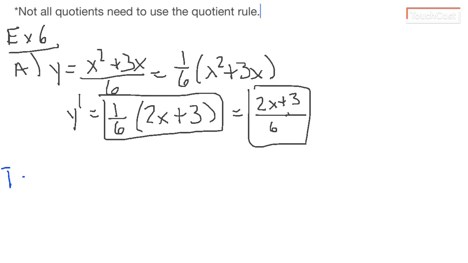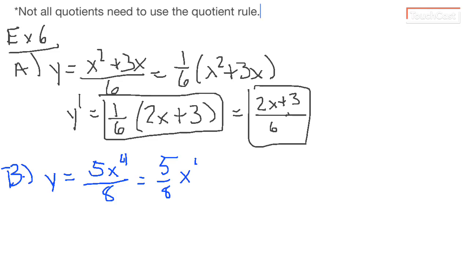So this is example 6b. We're going to have y equals 5x to the 4th over 8. And instead of leaving it like that, let's make it 5/8 times x to the 4th. Well, the 5/8, that's just a constant multiple. So we'll go y prime equals 5/8 times the derivative of x to the 4th is going to be 4x cubed.